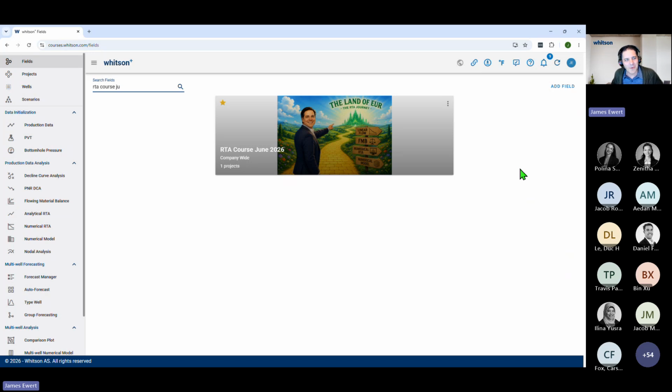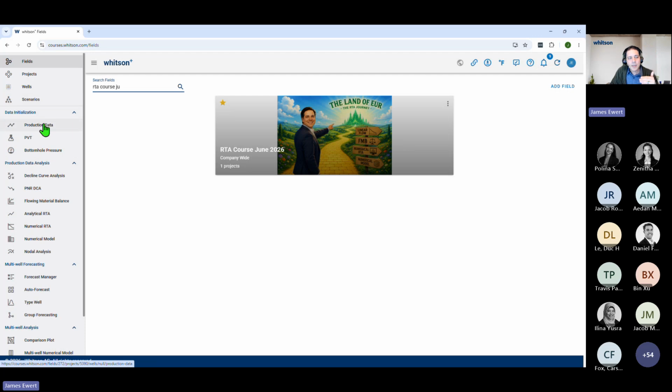When you log into courses.whitson.com with your email and the password I showed on the screen a moment ago, you should see this field. If this is the first time you've opened Whitson, I want to give you a little sense of the environment before we dig in a little bit deeper. On the left-hand side, we have all of the different features in the software. We have fields, projects, wells, and scenarios. We're going to go through that really quickly and very soon.